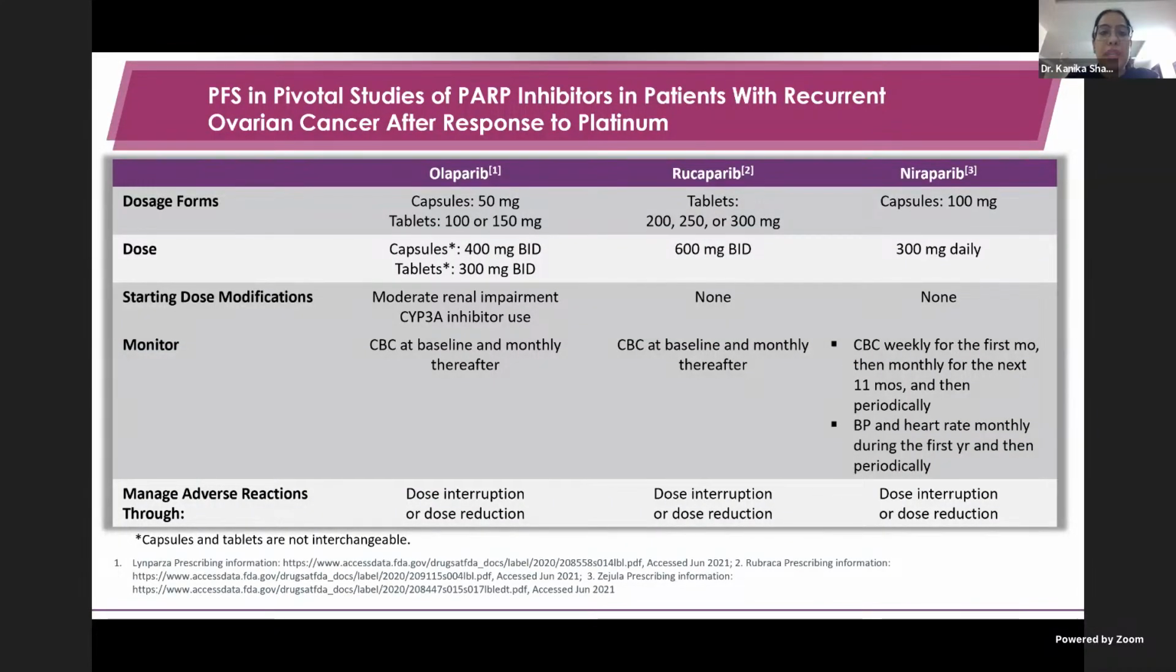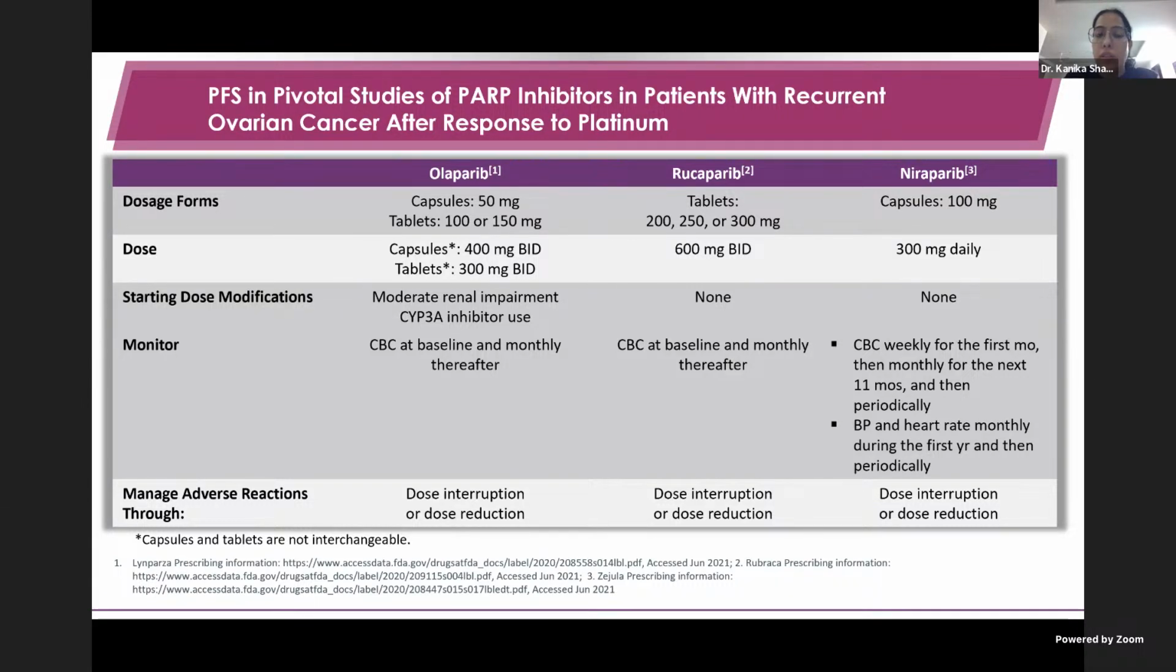So when we talk about the PFS in these studies of PARP inhibitors, that also has to be seen in these studies, in which setting they were used, what were the doses that were used, and what is the tolerance of these agents. Like olaparib, we usually use the tablet form only, but if it's in the capsule form, that is 50 mg, and the dose is also different, that is 400 mg BD, and they can't be used interchangeably. So that has to be taken care of, whether the patient is taking a capsule form or a tablet form. And the tablet is available in 100 and 150 mg form.